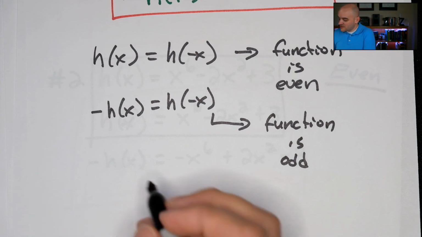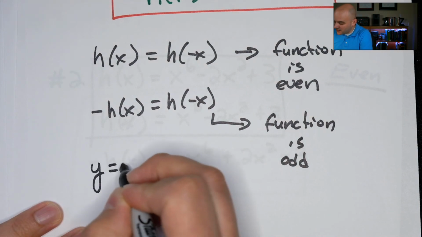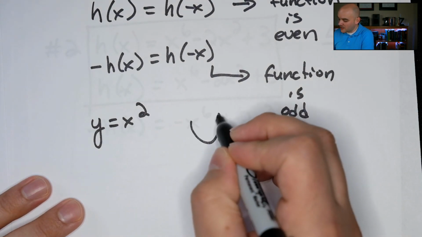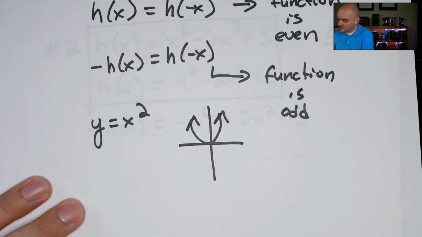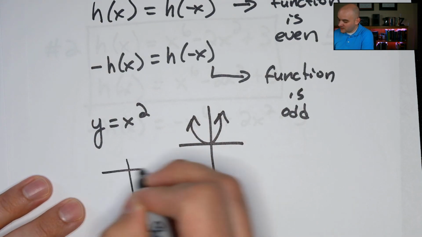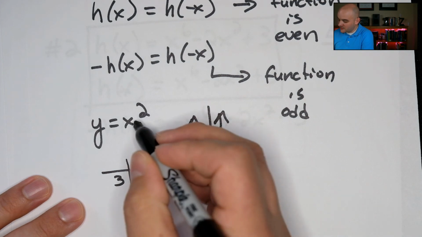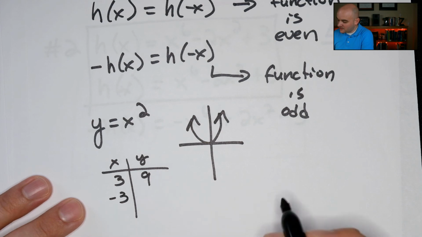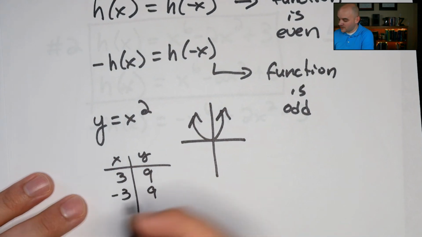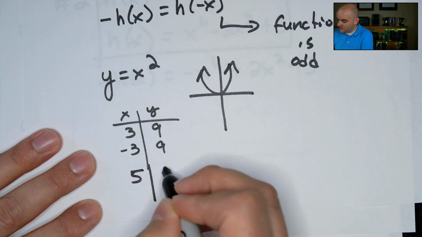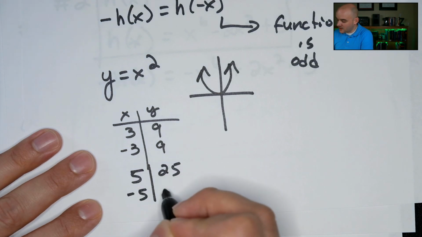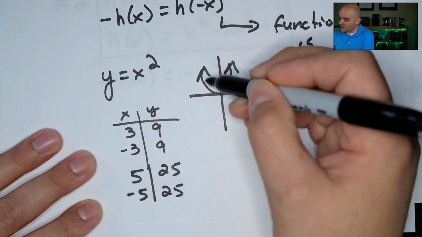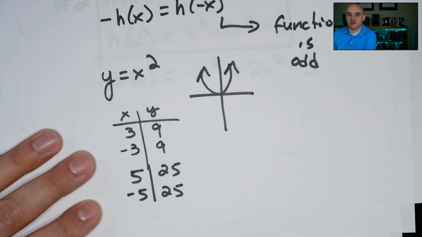All right, and this kind of makes sense if we talk about y equals x squared. If we go back to that function, think about what it looks like. It's a parabola, right? And so it doesn't matter if we're looking at it chart-wise here. If we put in 3 into this function, we get 9 as our value. If we put in negative 3, we get 9 as our value. If we put in 5, we get 25. If we put in negative 5, we get 25. It doesn't matter if we put in a positive or a negative, we get the same y value. So we say that function is even.